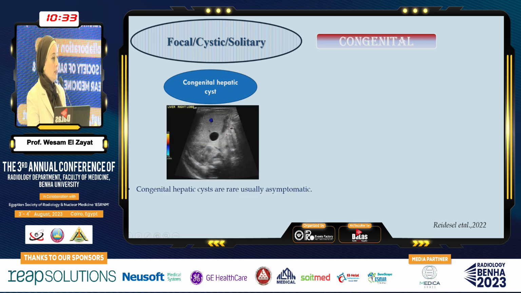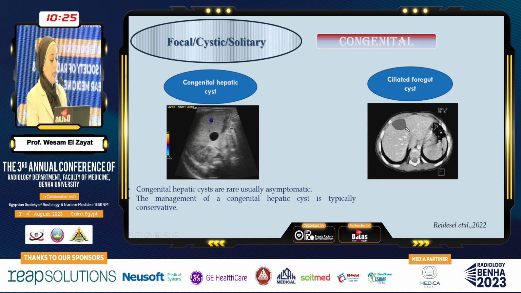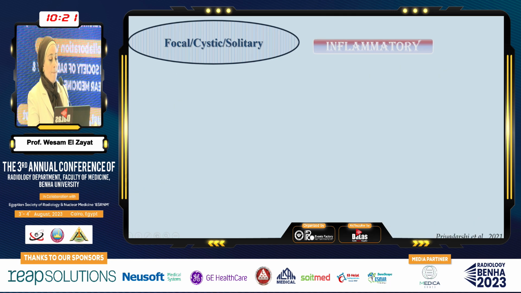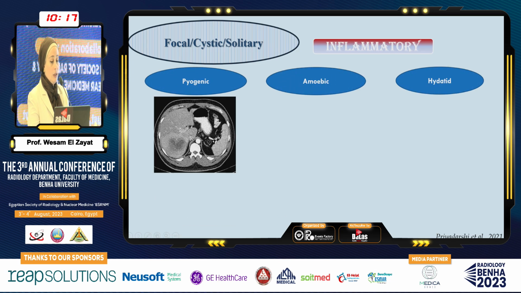These are simple cysts, usually asymptomatic. They have all the criteria of simplicity and rarely need any management. So are ciliated foregut cysts, but they have a typical location in segment 7. Inflammatory lesions: pyogenic, amoebic, or hydatid lesions.